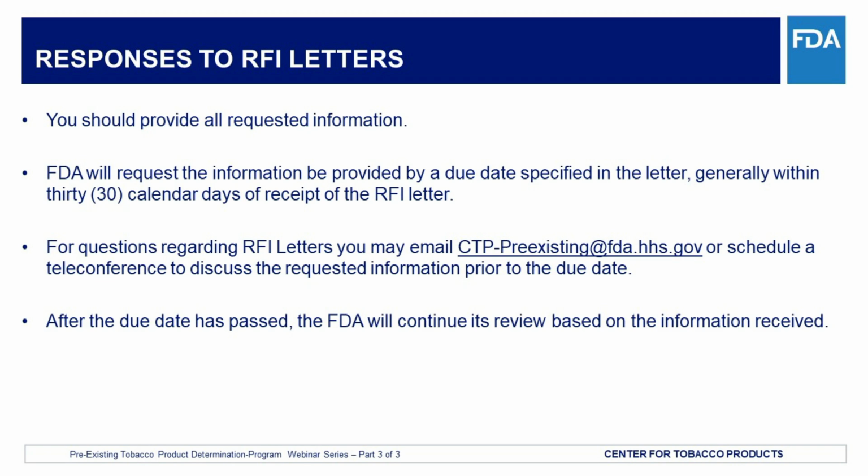During that time, if the submitter has additional questions, the submitter may contact CTP-preexisting@fda.hhs.gov with their questions. After the FDA has received a response to the RFI, or the response time specified in the RFI has passed and no timely response is received, FDA will continue its review and make a determination based on all information received in its totality.